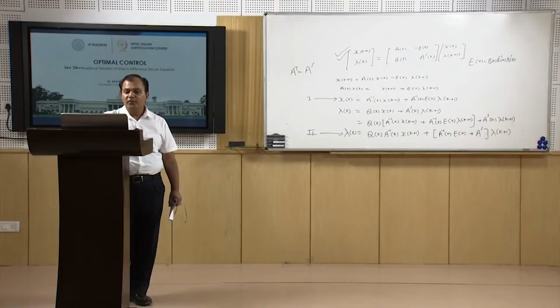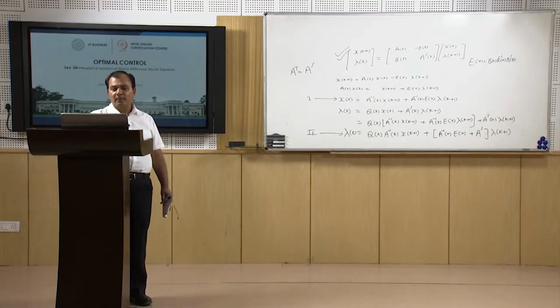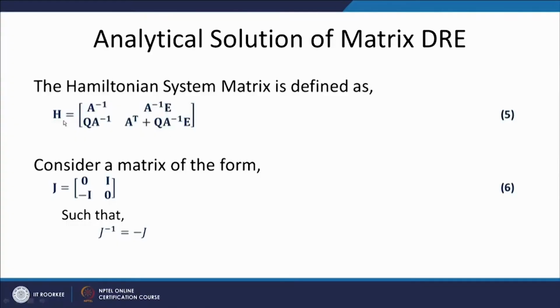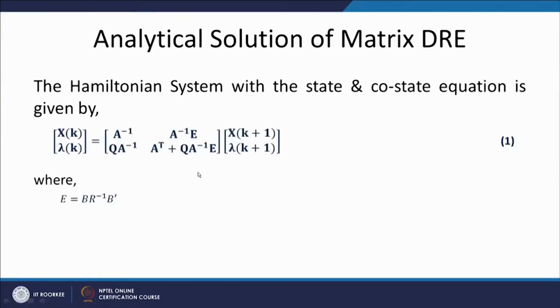Here my objective is to find out this P k using some analytical approach. So, to determine this P k, I consider my matrix H. So, this matrix which we have written here gives the relation between x k lambda k to the x k plus 1 lambda k plus 1.